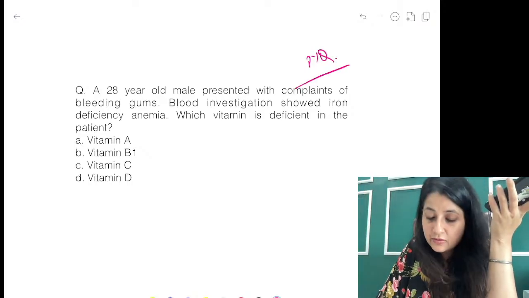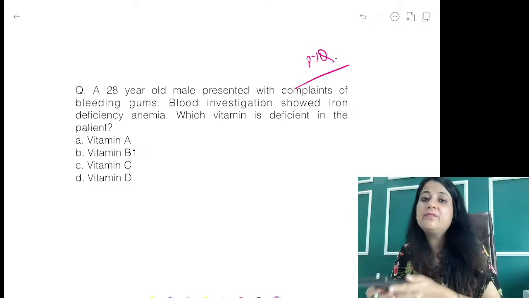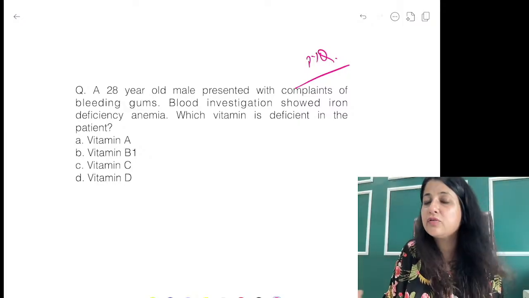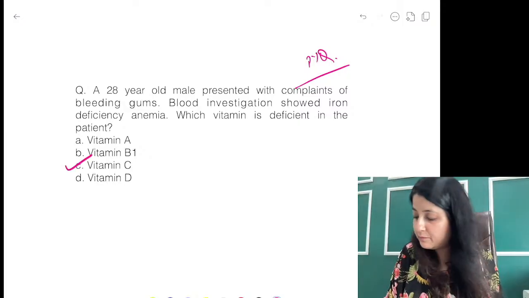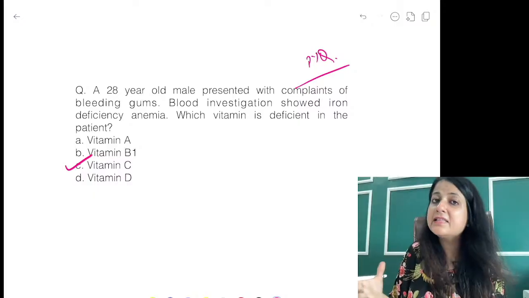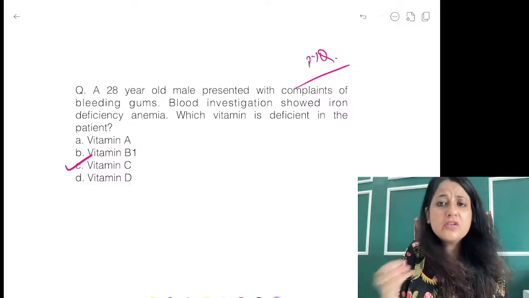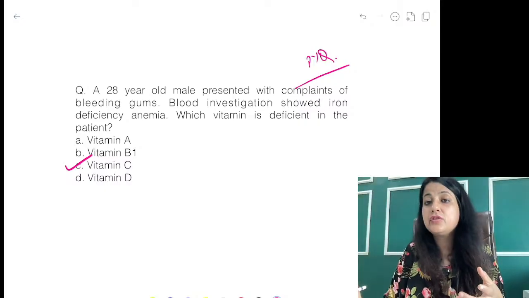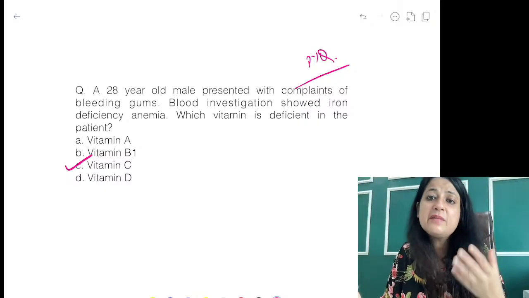A 28-year-old male presented with complaints of bleeding gums. Blood investigation showed iron deficiency. So simple question, bleeding gum, vitamin C. But guys, the next time they gave a question: why is there delayed wound healing in vitamin C deficiency? Why is there easy bruising?